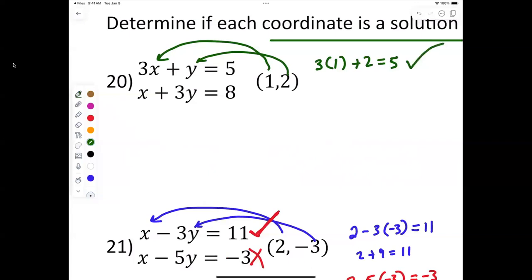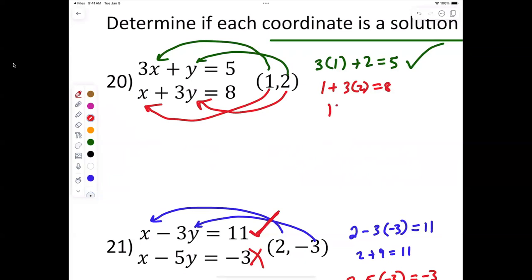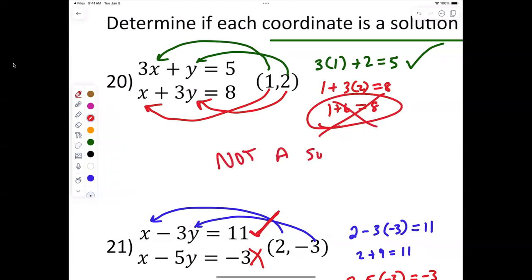Now let's try the second one. Again, I'm just going to plug in 1 for X and 2 for Y. 1 plus 3 times 2 equals 8. Does that work? Does 1 plus 6 equal 8? No, that's not correct. So it's not a solution. It has to be a solution for both equations. That's not a solution. Everybody good with that?